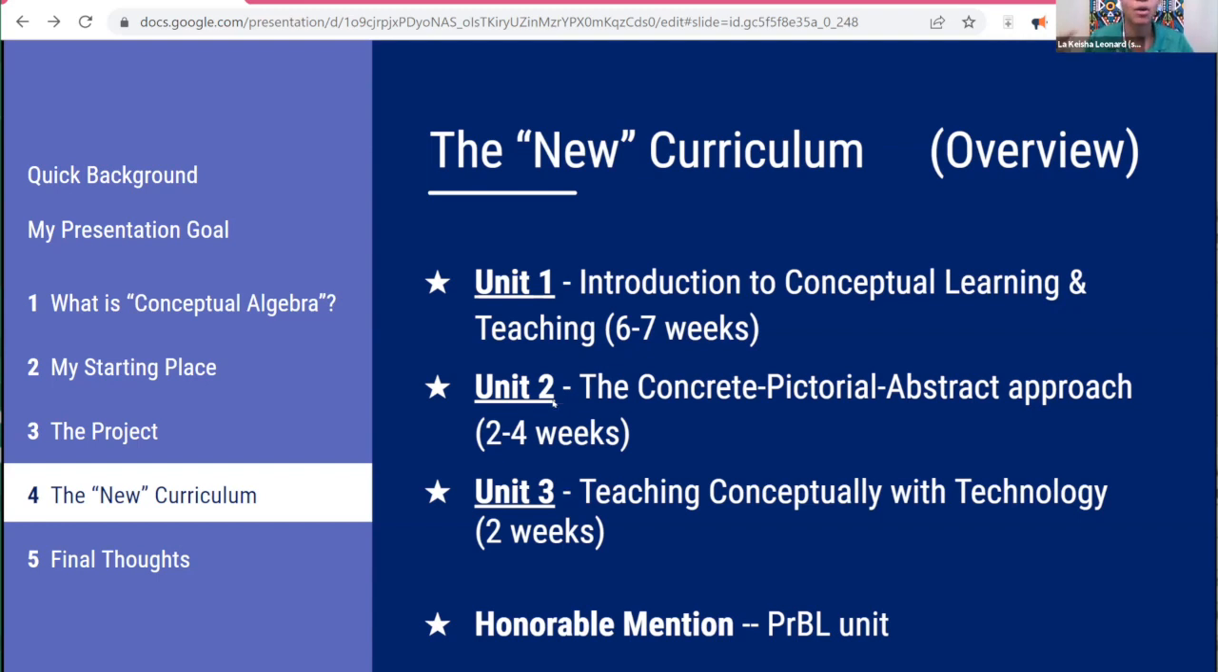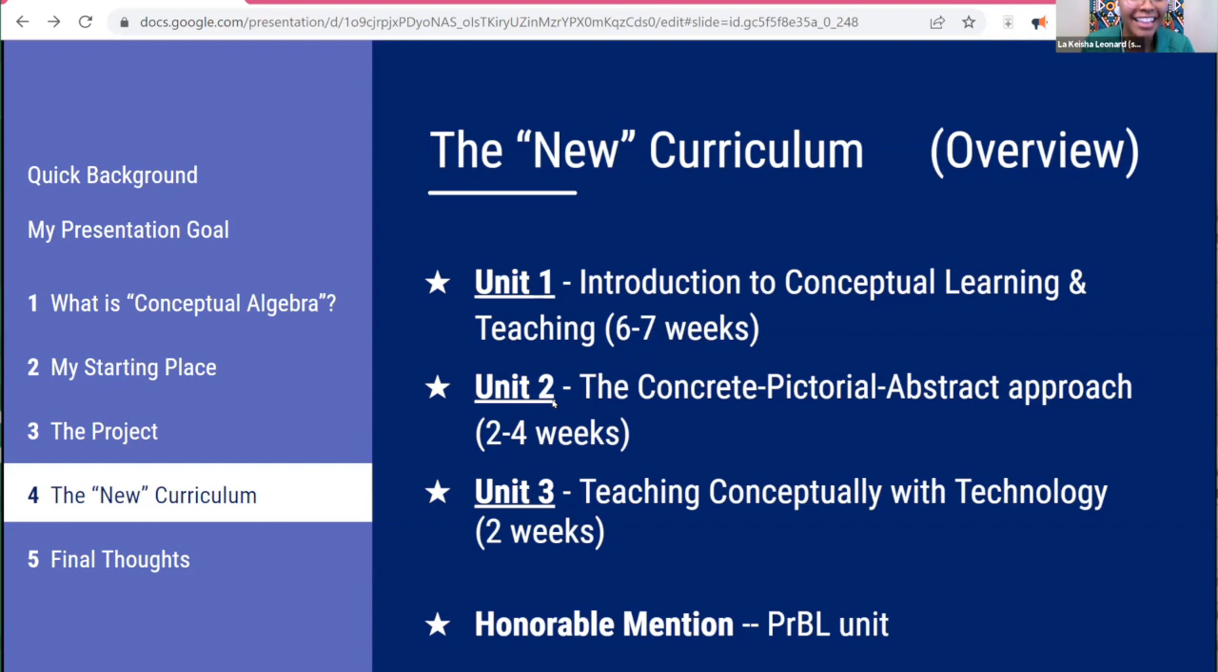The next unit, because I want to include more math in here, and I also wanted to support conceptual learning, is concrete pictorial abstract. Okay, so it's the approach, not you have those multiple representations. So that takes about 2 to 4 weeks. And then we have unit 3, which is teaching conceptually with technology, which is 2 weeks. And I have an honorable mention, which is the problem-based learning unit.